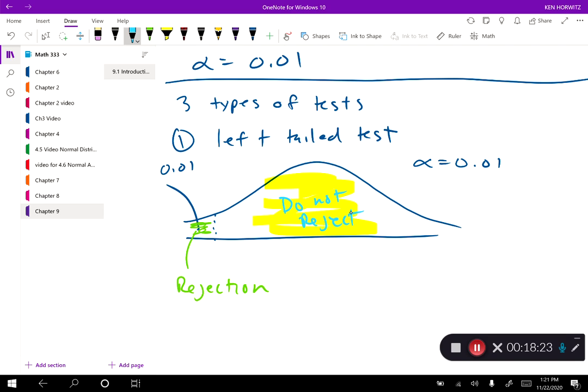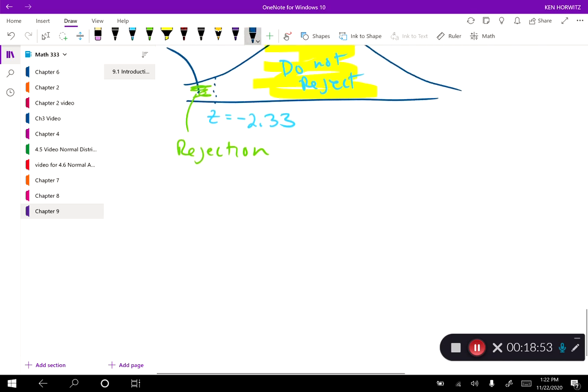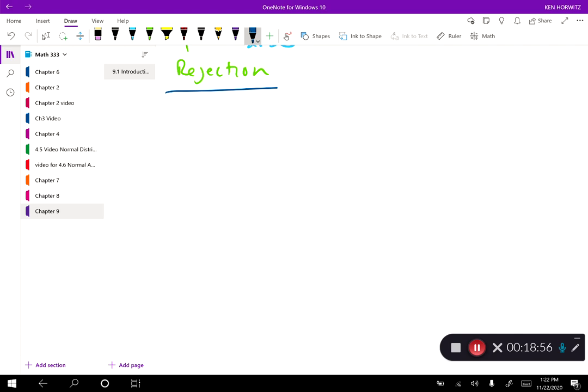So how would you find the value right there? You would look up 0.01 in your chart. That's area to the left, 0.01. And then you would get the corresponding z-score, which should be negative 2.33.